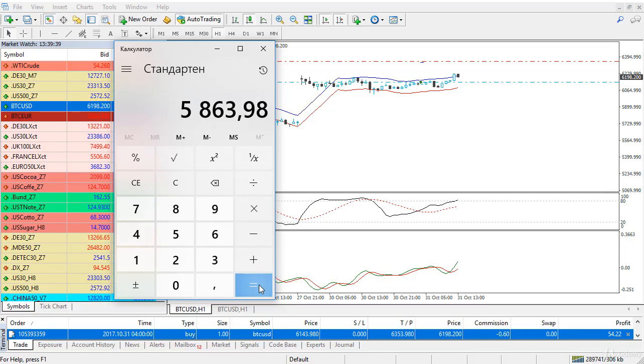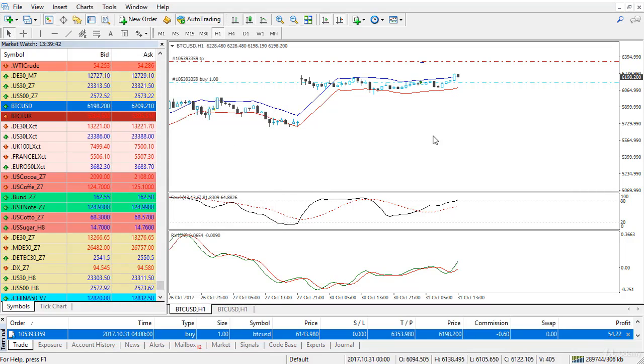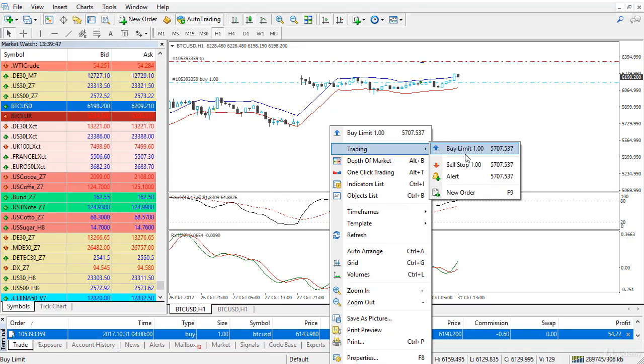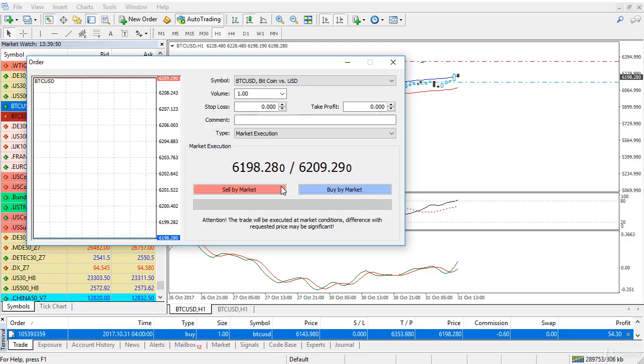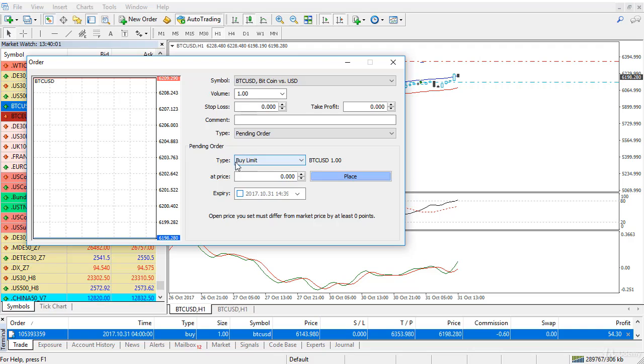Okay, so I will close it now because I have it on the paper, and I will go to trading, new order. This is from where we are placing the order. Type is market execution or pending order. Market execution is if you want to execute the order at the moment, and for pending order you can choose now 4 different types: the buy limit, sell limit, buy stop, and sell stop. So basically in this strategy we're using the buy stop and the sell stop, and right now I will use the sell stop.